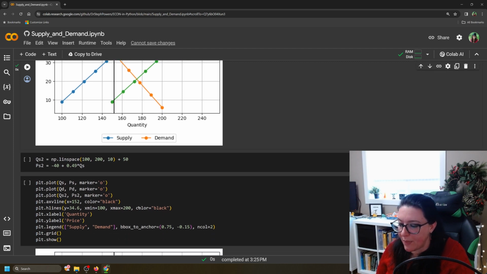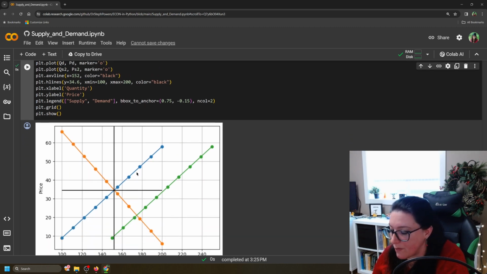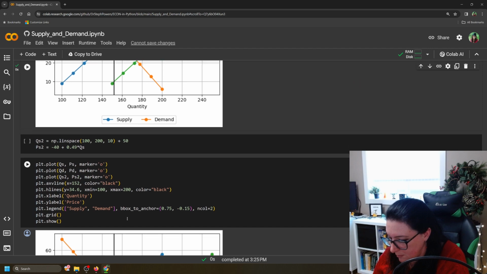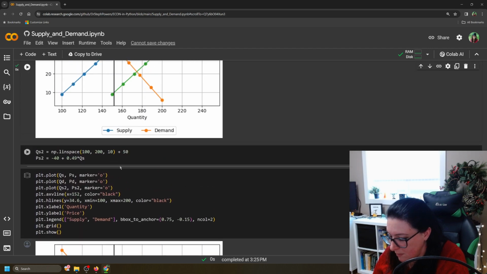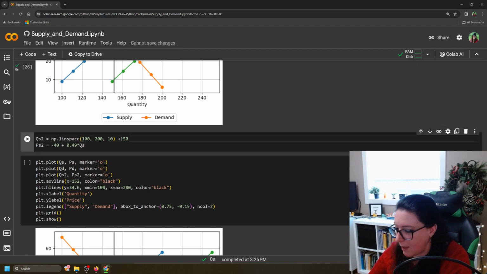We can represent a shift of the supply curve to the left. That's to the right, so this shouldn't actually be plus, it should be minus. We're going to shift the supply curve to the left, make it minus 50. Same formula here. Plug it into our graph.